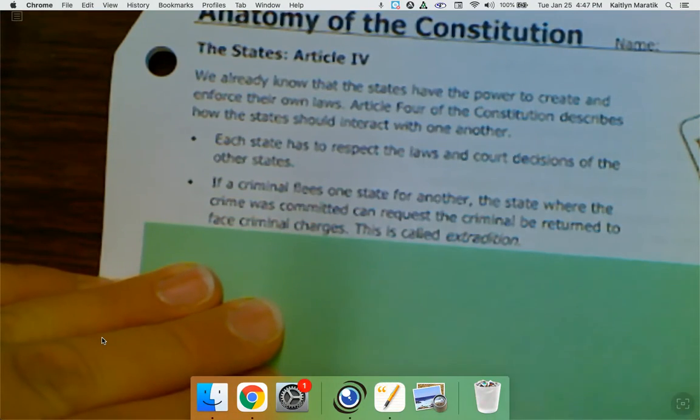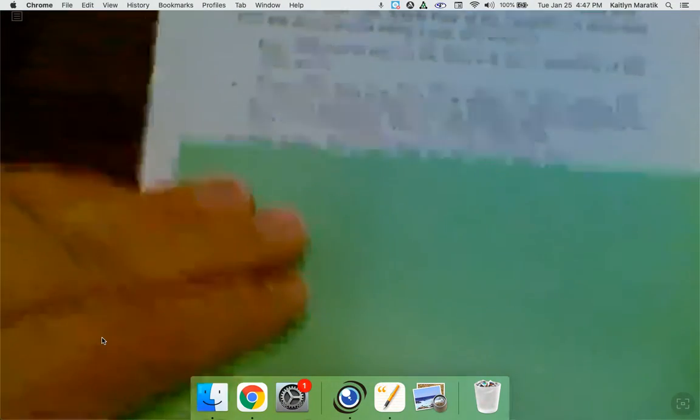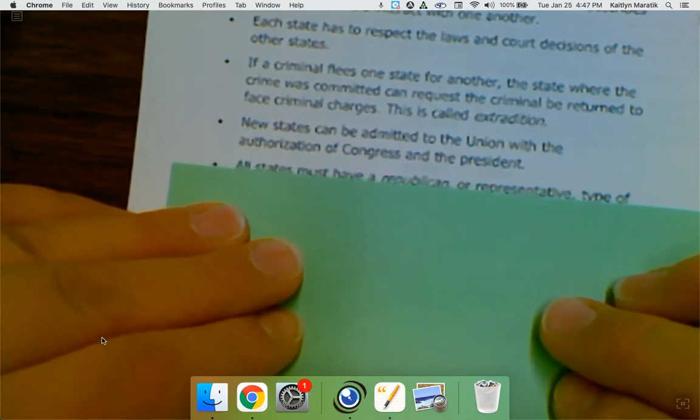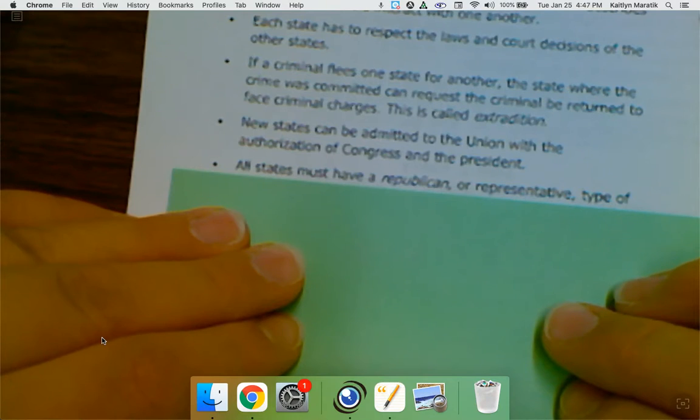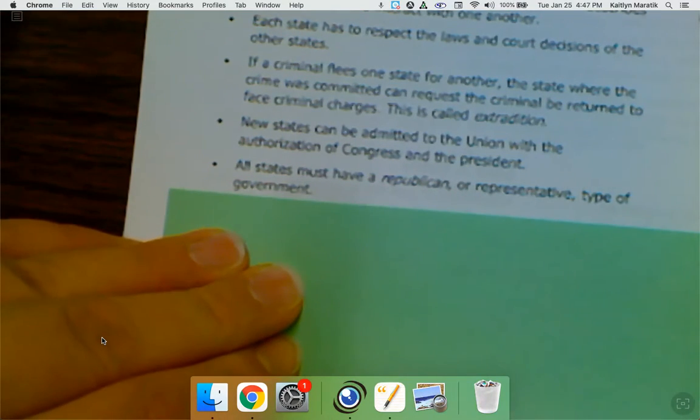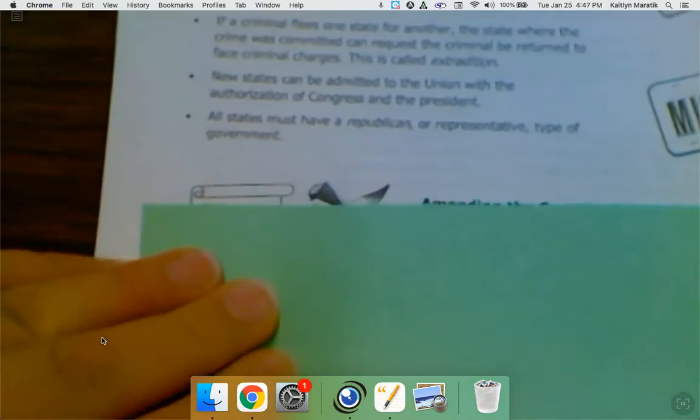This is called extradition. New states can be admitted to the Union with the authorization of Congress and the President. All states must have a republican, or a representative, type of government. That doesn't necessarily mean they have to be a Republican Party. A republican is a representative form of government.